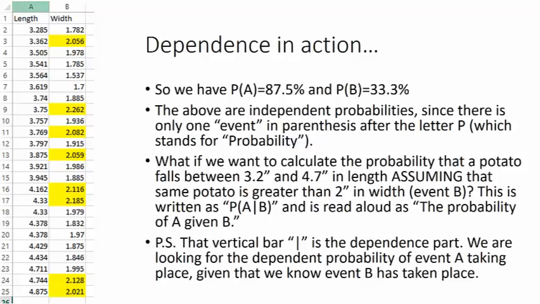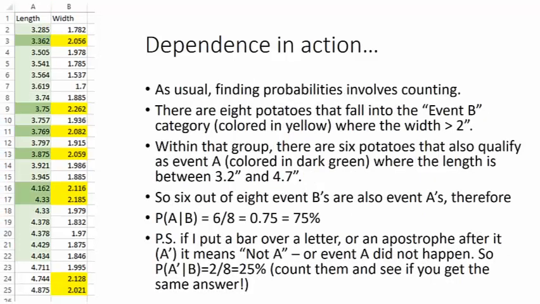Remember I said all of statistics can be performed by simply counting how many of them there are. So as usual, finding probabilities involves counting things. There are 8 potatoes that fall into event B, and those are colored in yellow. That's really where the width of that potato is greater than 2 inches. So we're really only looking at those 8 potatoes. We're no longer looking at all of the potatoes in the bag.